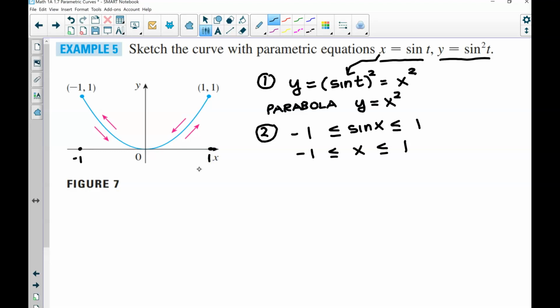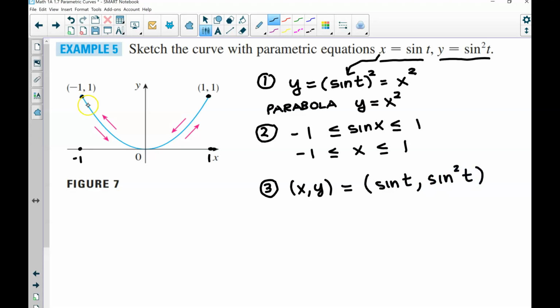Now again, remember that the range for the sine function can only go up as high as 1. So we know that the parabola is going to end at the points (-1, 1) and (1, 1). What it says here is that if you put points together at the value of t, that ordered pair would be representative of sine t and sine squared t.